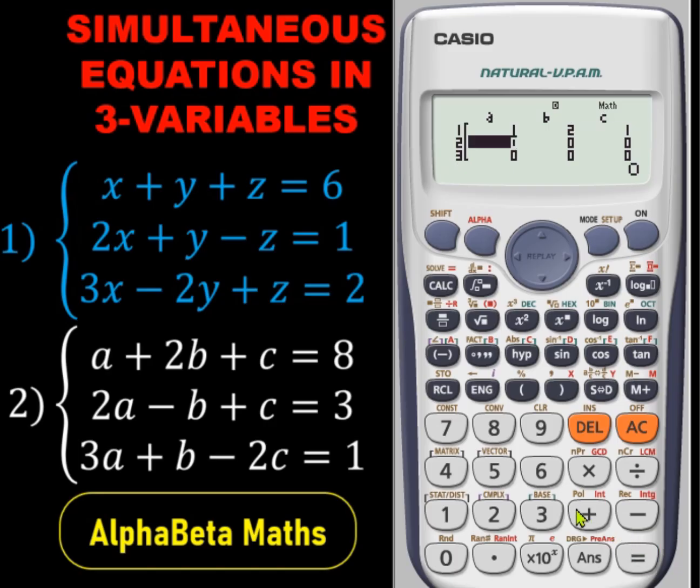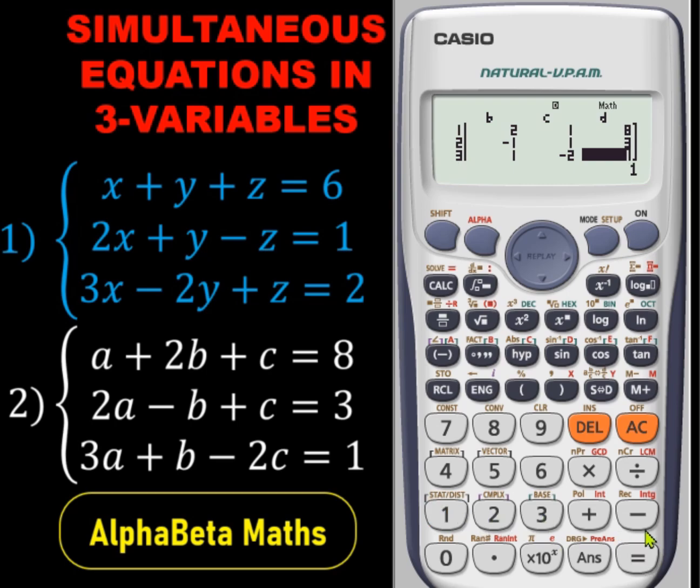Then we come to equation 2. So equation 2, the coefficient of A is 2, B is -1, C is 1, and D is 3. Then we come to equation 3. So equation 3, we have 3, 1, -2, and also 1.